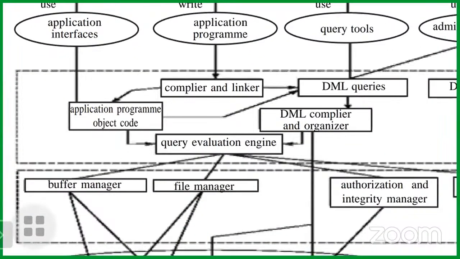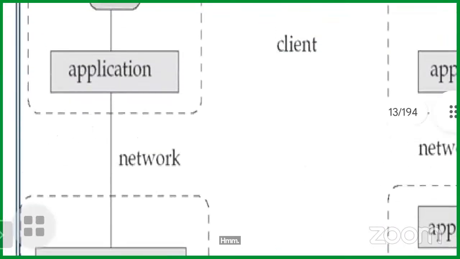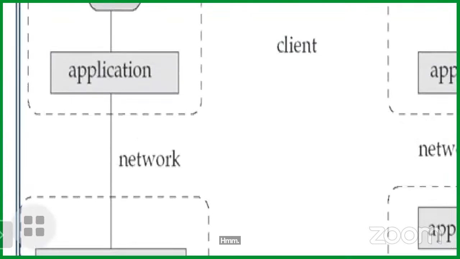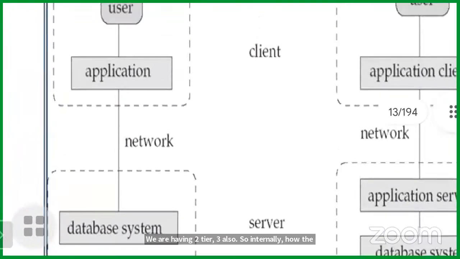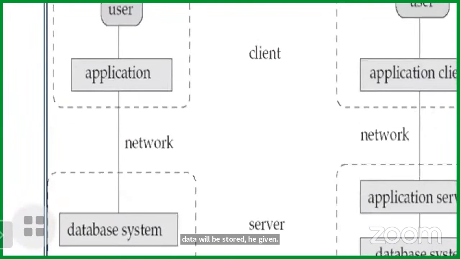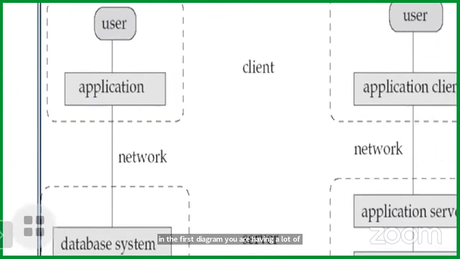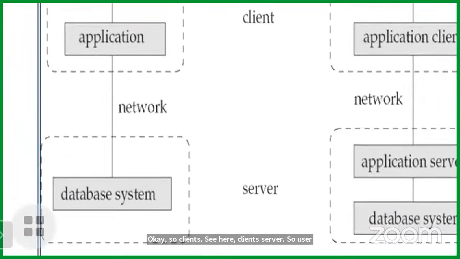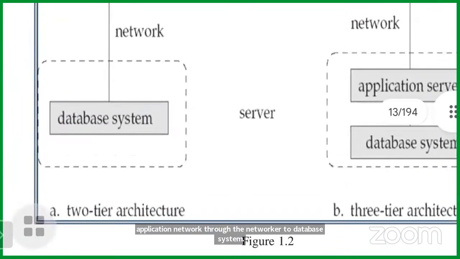So diagram wise, he has given 3-tier architecture. In client server we have 2-tier and 3-tier also. So he has shown how the data will be stored internally. See the next diagram, it will be easy to understand. In the first diagram you have a lot of departments. See here, client server. The user gives the application through the network to the database system. I just said 2-tier, this is a 2-tier.